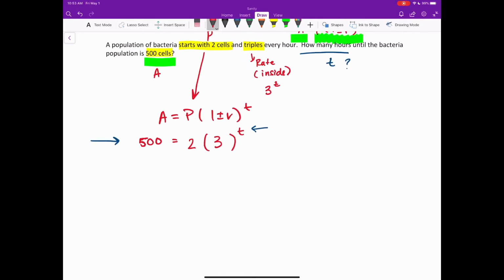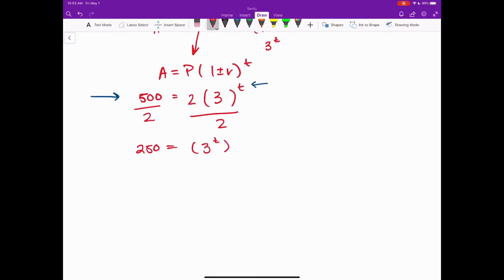First, I want to get it to a very simple exponential basic equation, so I need to get rid of that 2. I'm going to divide by 2 on both sides, and that leaves me with 250 equals 3 to the power of t. And then this is my simple basic exponential equation. Now I can take that and write it as a logarithm equation. So I see that I have a base of 3 raised to the power of t equals 250. So as a logarithm equation, this is going to be log base 3 of 250 equals t.